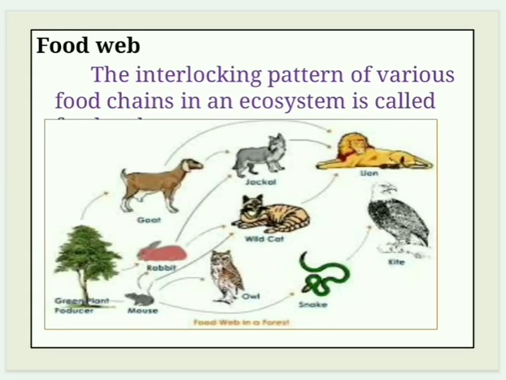Now coming to the food web. See, in a food chain, only one choice is there. But food web, like a spider web, has an interlocking arrangement. So the interlocking pattern of various food chains in an ecosystem is called a food web.